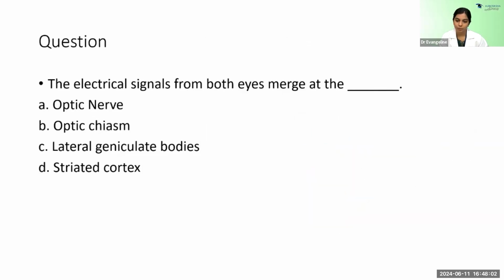Here's a question for you. The electrical signals from both eyes merge at the: A. optic nerve, B. optic chiasm, C. lateral geniculate bodies, D. the striate cortex. Can you please answer this question?